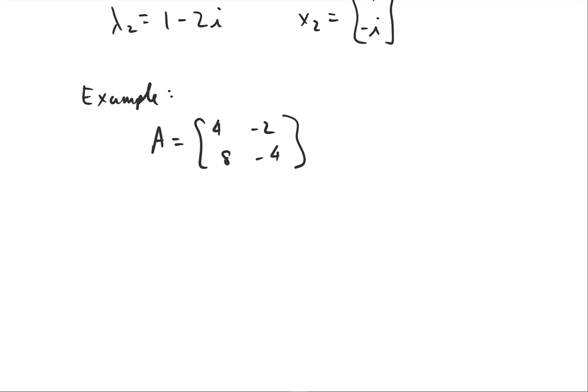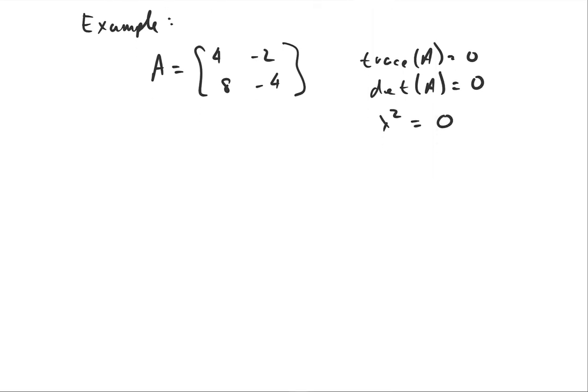So if we look at the trace of A, it is 0. And it's also pretty easy to notice that this is singular. So we can see that the determinant of A is going to equal 0. So we're left with the characteristic equation lambda squared is equal to 0. We can do that the more traditional way. So if I do the determinant of A minus lambda I, I'll get the determinant of 4 minus lambda, minus 2, 8, and minus 4 minus lambda.